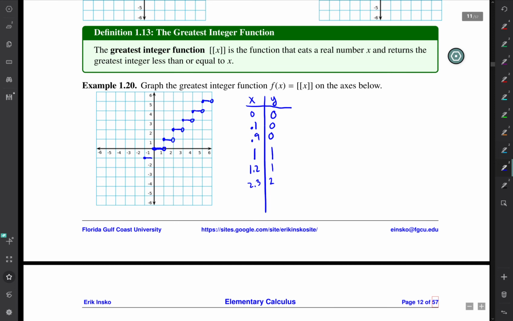And notice that on each interval, the left-hand endpoint is closed, the right-hand endpoint is open.